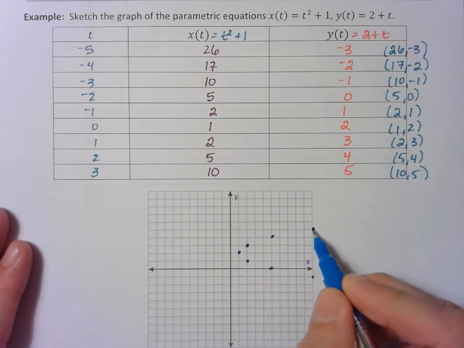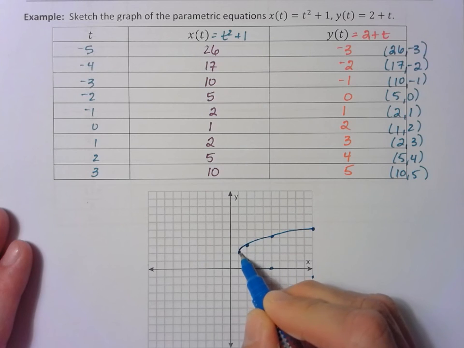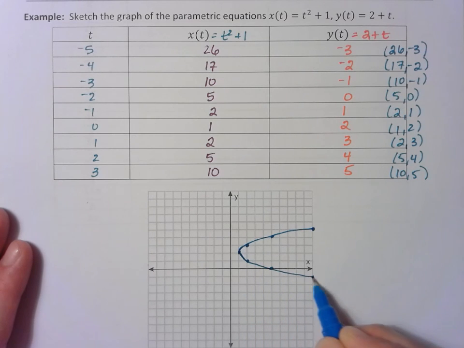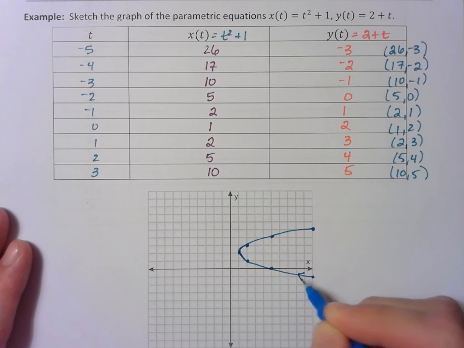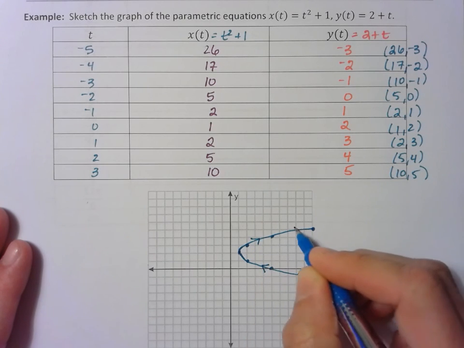So remember where this graph started. Whenever you get your shape drawn, it started here and it went around, it ended up here. So the direction that our graph goes is this direction.